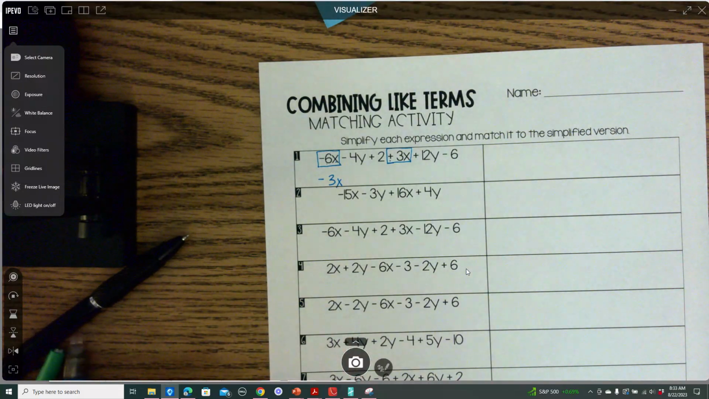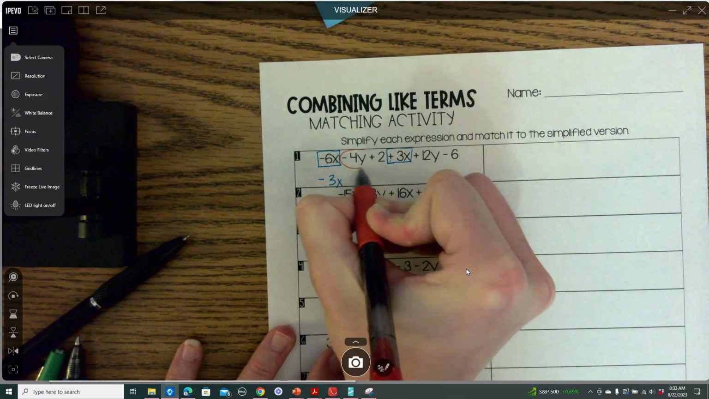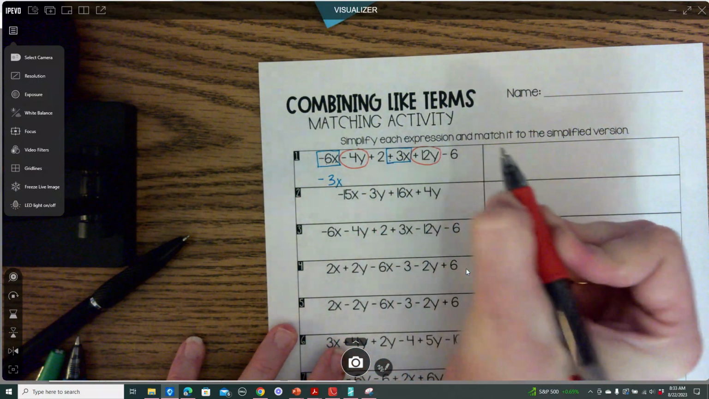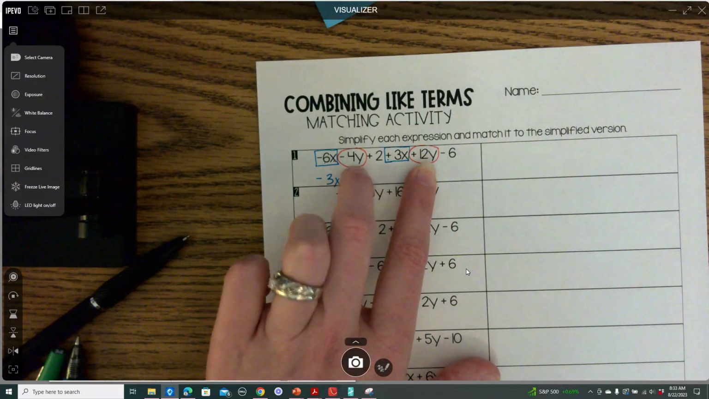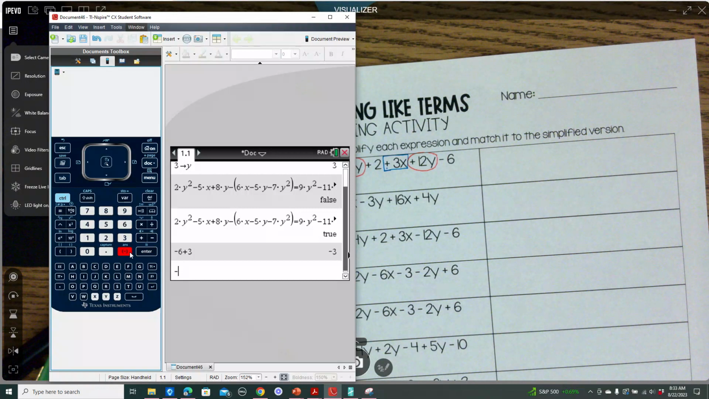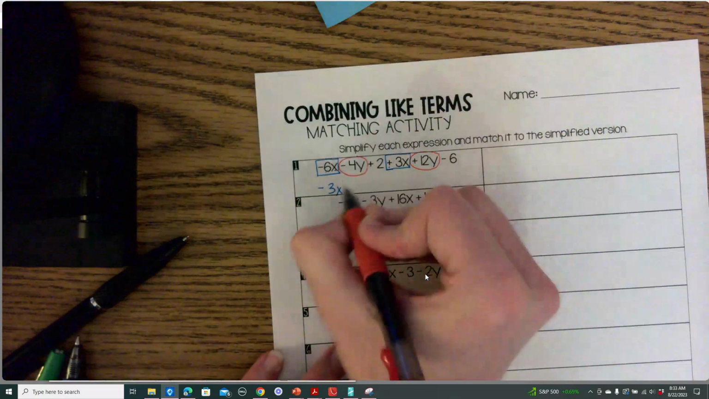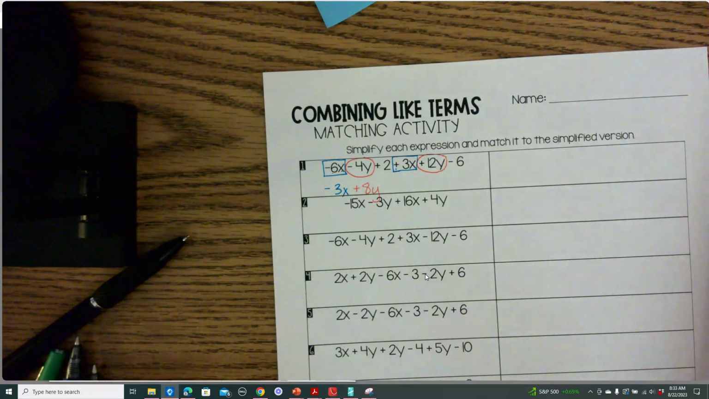You can use highlighters, you can use different colors, you use whatever works best for you. So next I'm going to go on to Y's. So I've got -4y and +12y. Again, all I'm doing is looking at the numbers, -4 and +12. So -4 plus 12 gives me an 8. So plus 8y.